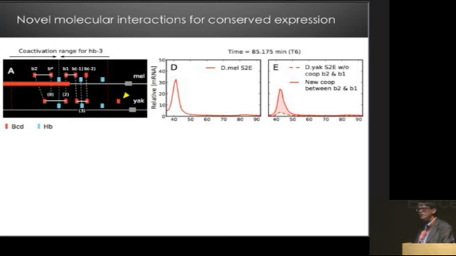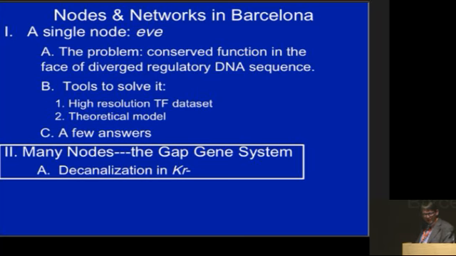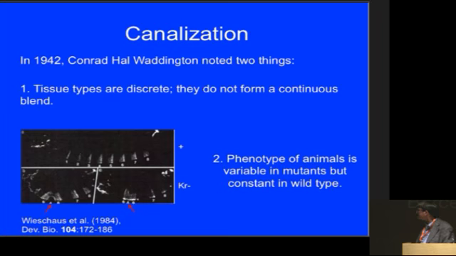Now, at this point, I'm going to shift gears very sharply. I want to talk about the network as a whole with many nodes, and the gap gene system. A long time ago, in 1942, Conrad Waddington noticed two things. One is that tissue types are discrete. They don't form a continuous blend. And the other thing he noticed, which is something all geneticists are aware of, is that the phenotype of animals is variable in mutants but constant in wild type.